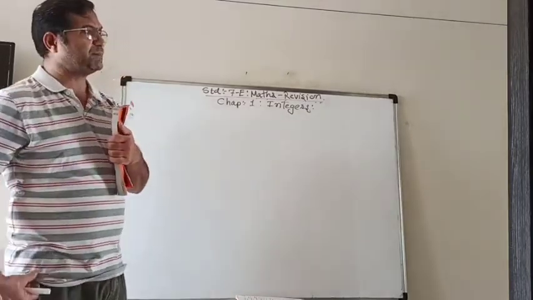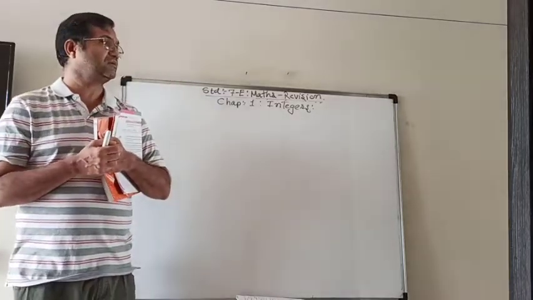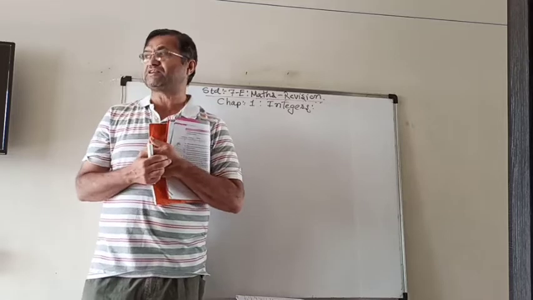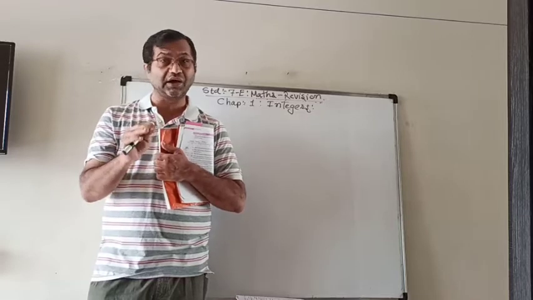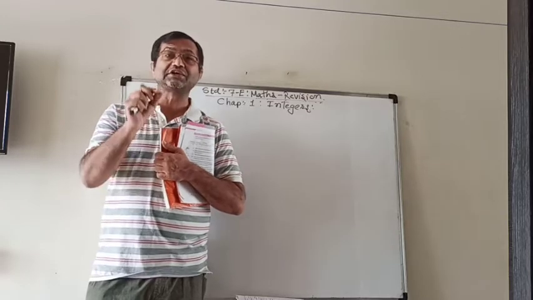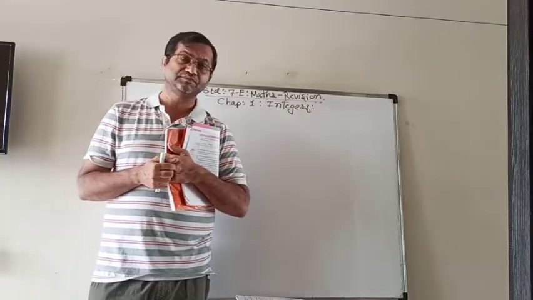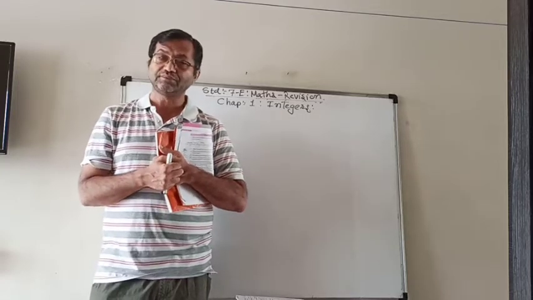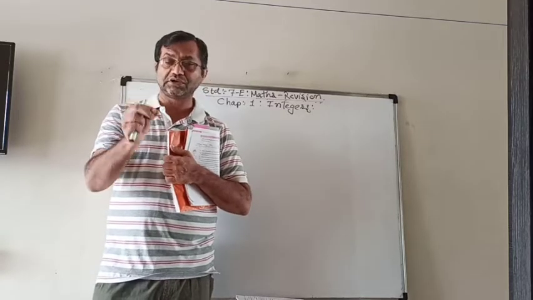Then we learn the properties like closure property. Closure property means, for addition, when you take any two integers and you add them, then the answer is again an integer. So we can say that integers are closed under addition. Similarly, when you subtract two integers, the answer will be again an integer only. And when you multiply also, you get an integer again.